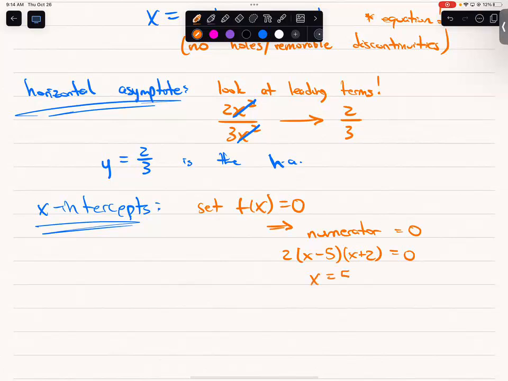5 and -2. So the x-intercepts, and again, just for emphasis, I'm going to write those as points because they are. The coordinates of the x-intercepts are (5, 0) and (-2, 0). So 2 points on the graph where it crosses the x-axis.